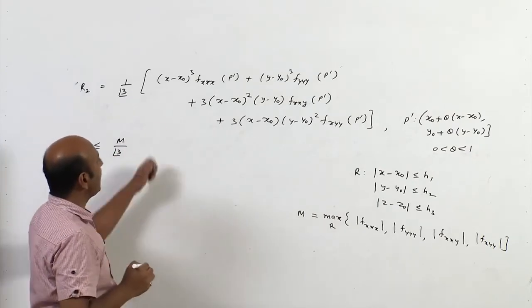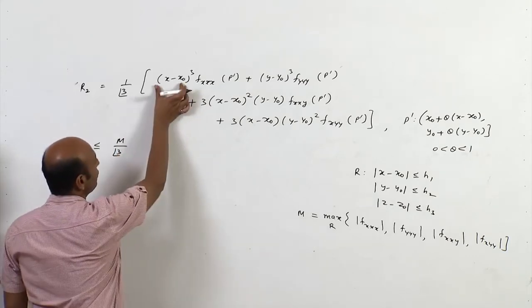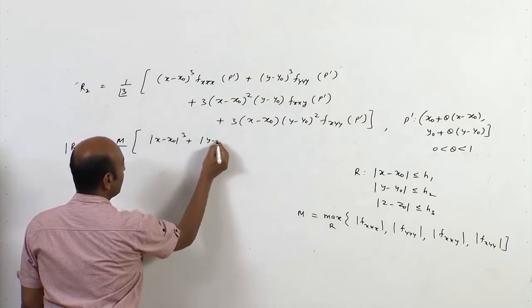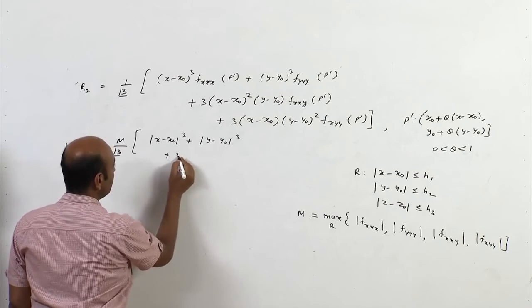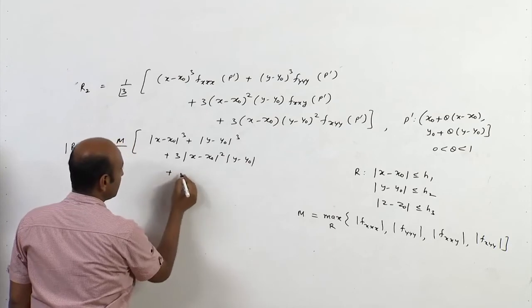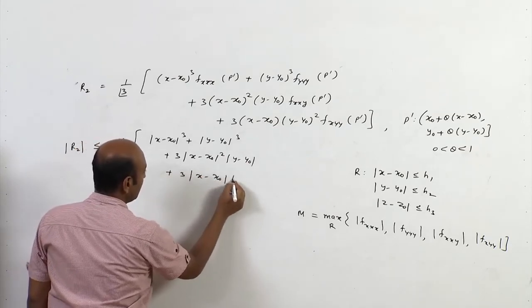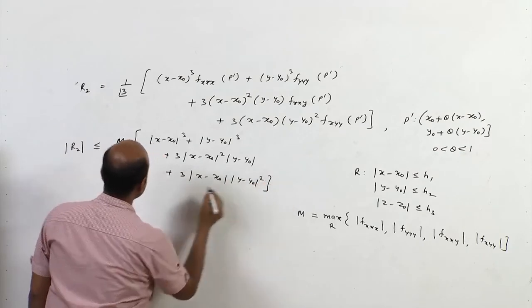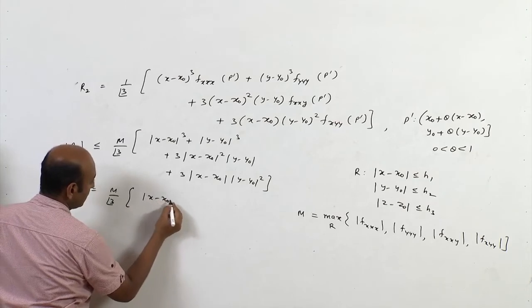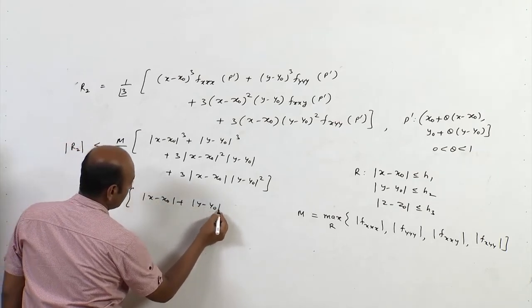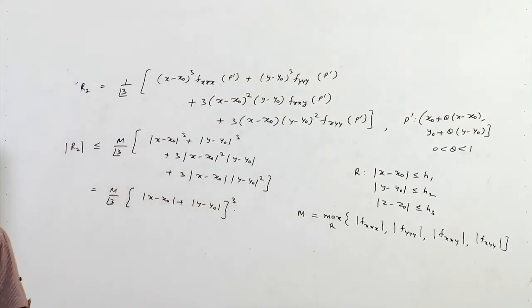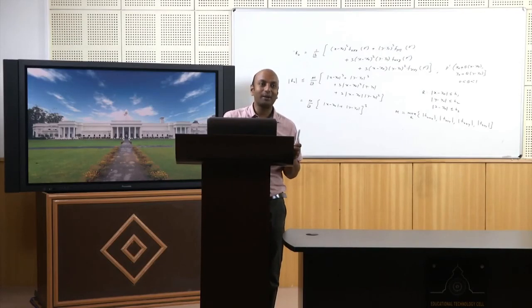and inside the bracket you will be having mod x minus x naught whole cube plus mod y minus y naught whole cube plus 3 mod x minus x naught whole square mod y minus y naught plus 3 mod x minus x naught into mod y minus y naught whole square, and this is nothing but (mod x minus x naught plus mod y minus y naught) whole cube. So, in this way we can find out the error bound for quadratic approximation.